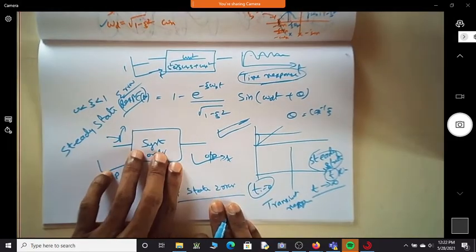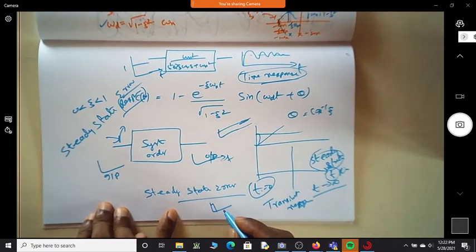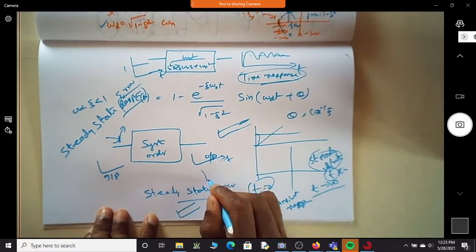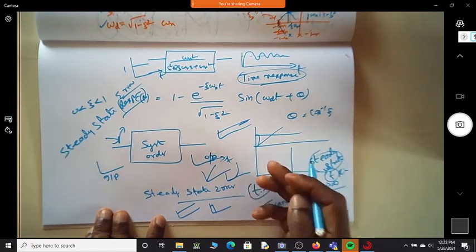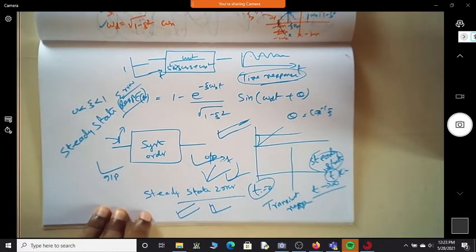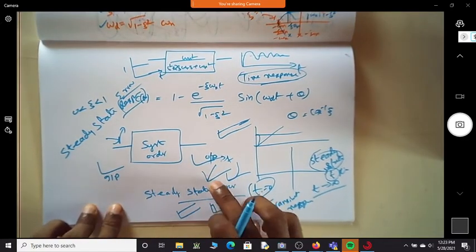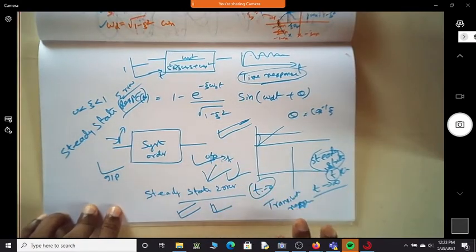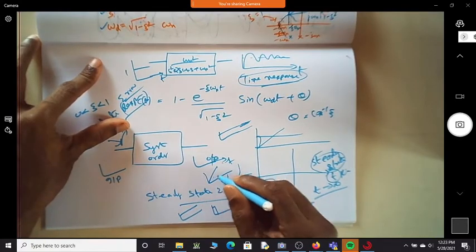Assume that you have a system here. For this, if I give a step input, it may respond fine. If I give a ramp input, its response may be different. If I give a parabolic input, its response will be different. So I want to see whether this system behaves equally, or behaves such that there is no error, for any type of input.